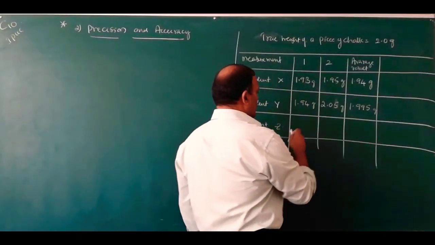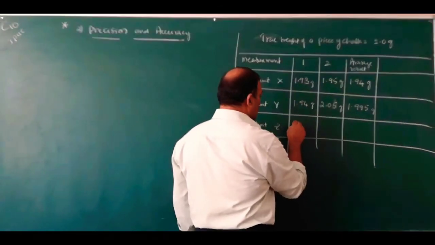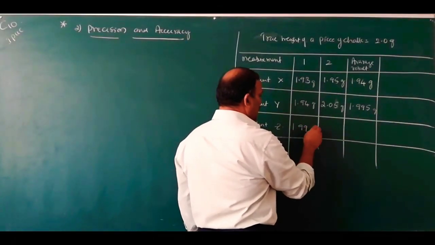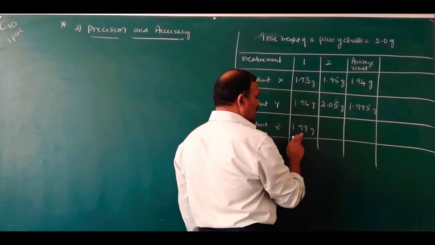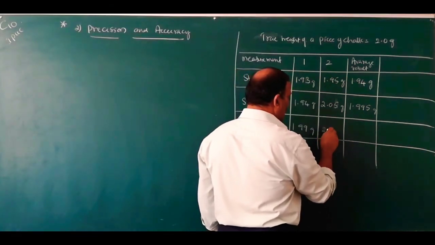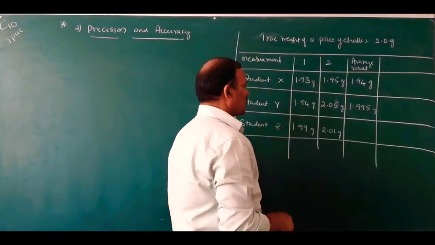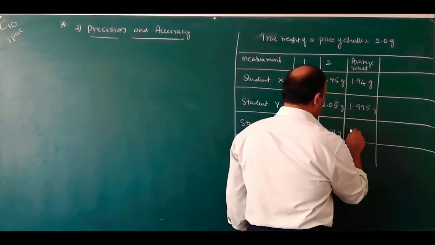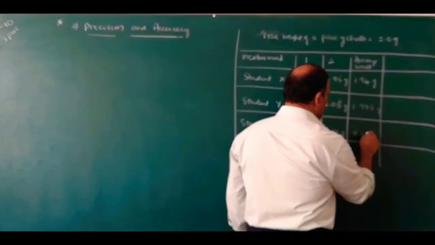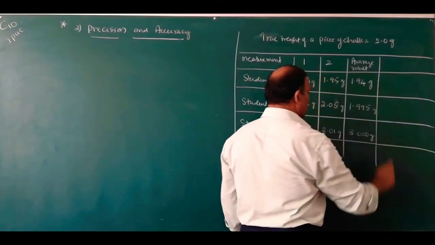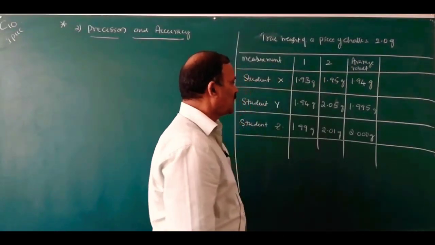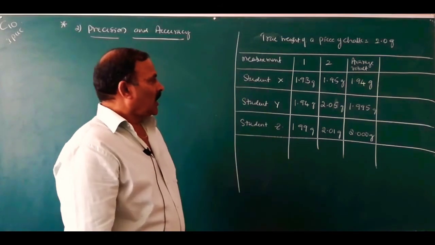His report is 1.99 gram in the first trial and 2.01 gram in the second trial. So what is the average? His average is 2.00 gram.